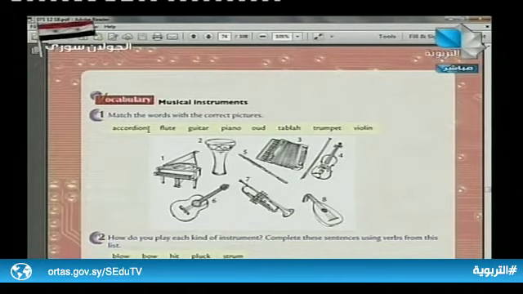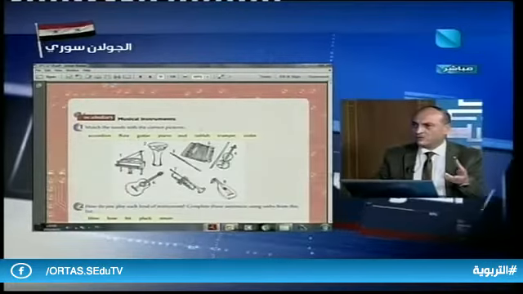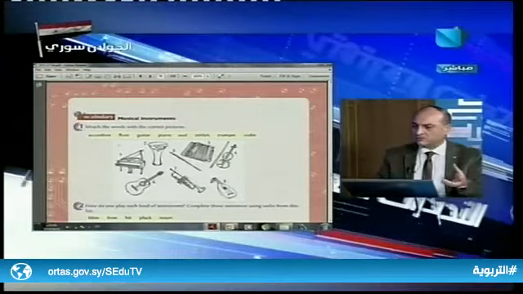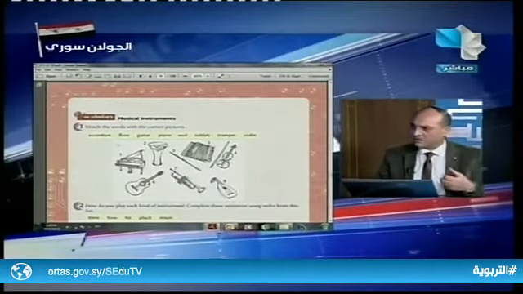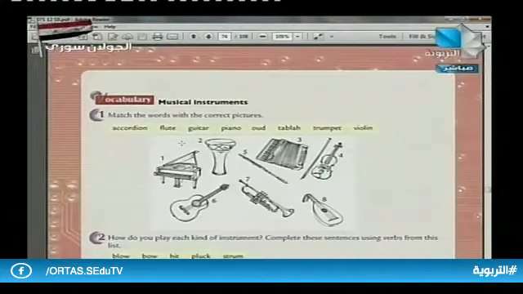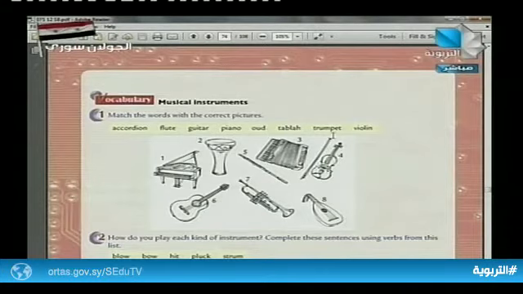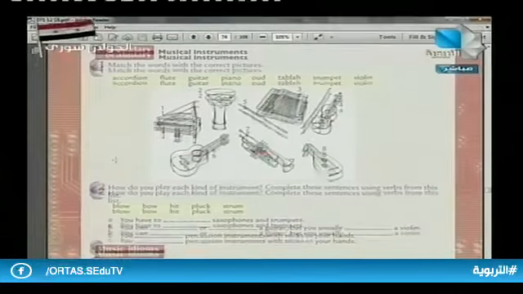Here, as I think, these words are well known to all the students: accordion, piano, violin. We have pictures and photos, so they are well clarified. Flute, guitar, piano, maybe oud, tabla, trumpet, violin, to refresh their memory. Am I right? Yes. So now we have some verbs.